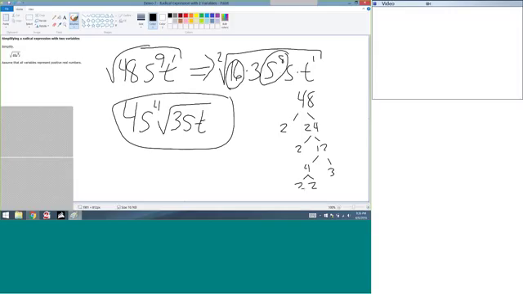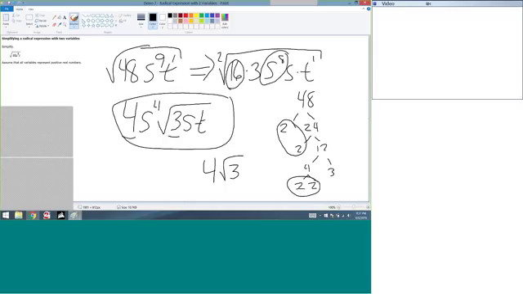And since we're doing a square root, we want pairs of 2 at a time. So if we've got 2 pairs of 2, that's 2 times 2 is the 4, and the remainder stays. So just in that little piece, you can see where that 4 on the outside came from and the 3 on the inside came from.